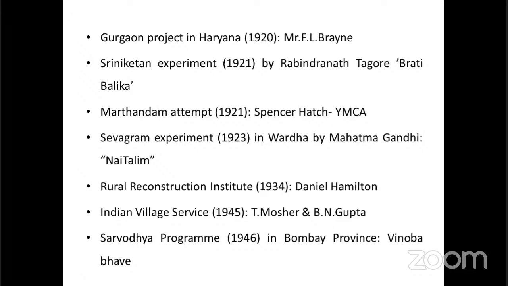The next one is the Marthandam attempt. In 1921, the Marthandam attempt was made by Dr. Spencer Hatch. It was started by the Young Men's Christian Association, with bull clubs and honey clubs. The Marthandam attempt was made in 1920. Marthandam is a place in Kanyakumari district, near Kerala. There are rubber plantations. So they started a honey club, which would be useful for the people. And they formed cooperatives also. In these cooperatives, they collected the honey, and they could export it or give the honey to other people also.